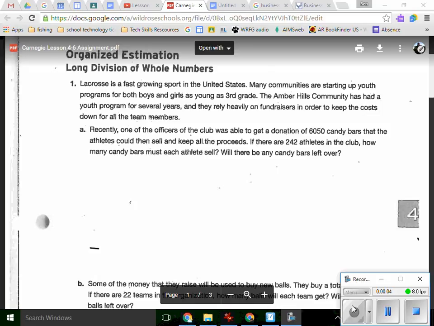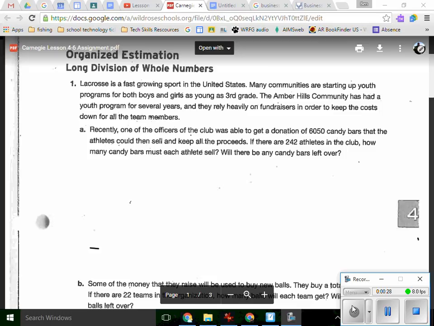This is the worksheet that we're going to work with. It says lacrosse is the fastest growing sport in the United States. Many communities are starting up youth programs for both boys and girls as young as third grade. The Amber Hills community has had a youth program for several years, and they rely heavily on fundraisers in order to keep the costs down for all team members.